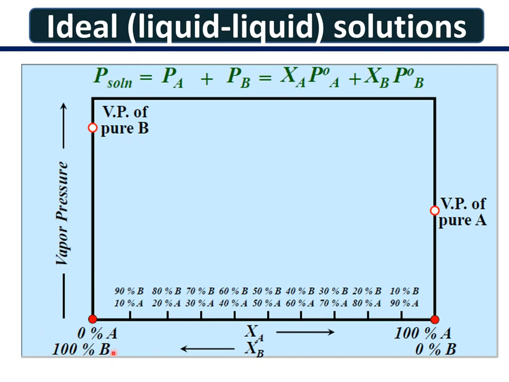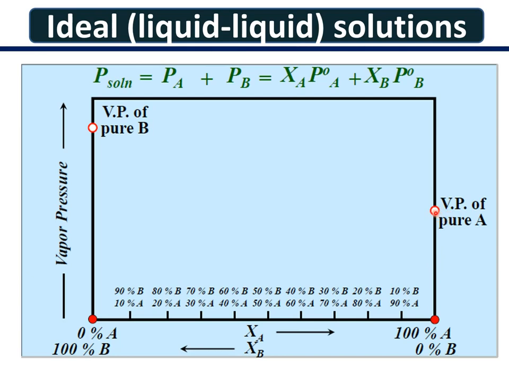If you move this way, the composition of A increases and the composition of B decreases until you go to the end of this diagram. At that point, we have here 100% A, and on the y-axis here, we will have the vapor pressure of pure A.